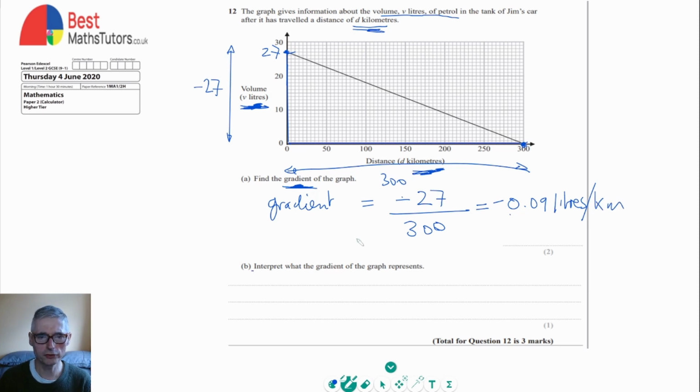Now, because it is a real life graph, rather than just being X and Y, it's actually got real things on it, volume and distance. We've got to interpret what the gradient of the graph actually means. And what it is, it's that the amount of petrol in his tank is changing by minus 0.09 litres for every kilometre that he drives. And that's enough to get all the marks on the question.